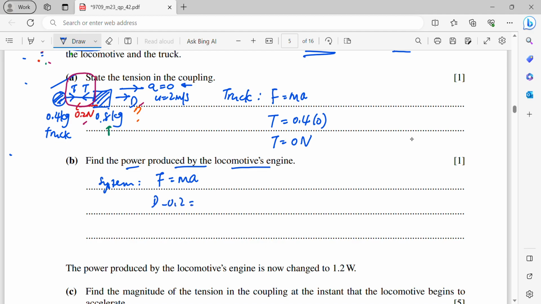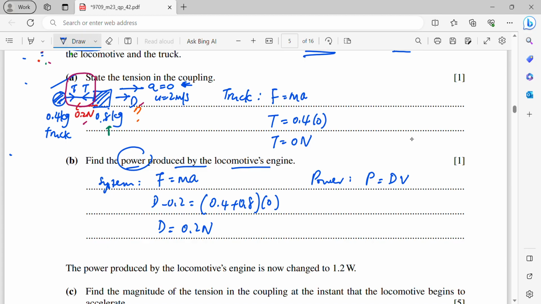So my F is going to be D minus 0.2, then equals to the M. Since this is the whole system, it means it will be the total mass, so 0.4 plus 0.8. Then the A is still 0 because it's mentioned constant speed. So from here, my D is going to be 0.2 Newton. Okay, now to get the power, P equals to DV.